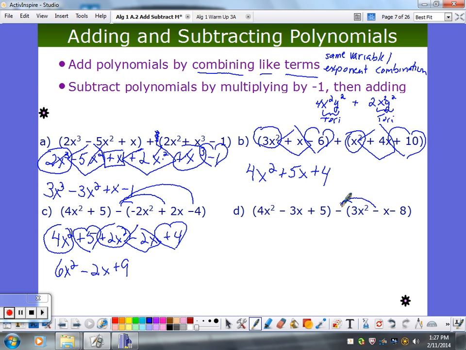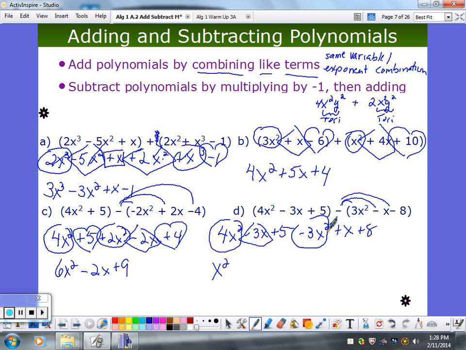Alright. Here's another minus. We're going to calm down. 4x squared minus 3x plus 5, minus what? Minus 3x squared plus x plus 8. What am I doing? I'm flipping all the signs. When you subtract, flip your sign. Now let's see our like terms here. And again, circle with the sign. 4x squared minus 3x squared. X squared. Let's see, what have I got here with my x's? Minus 3x plus an x. There we go. And that's my low parts. Plus 5 plus 8. 13.